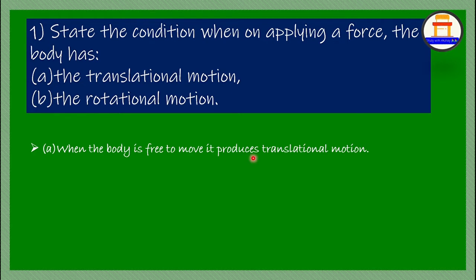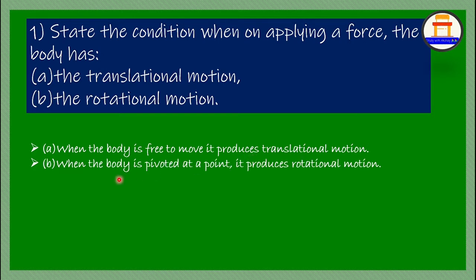Rotational motion, basically pivot. Remember the explanation class: when the body is pivoted at a point, it produces rotational motion. Remember the class where I had explained what is a pivot and where it is pivoted, with the help of a picture and all. If you have not watched that video, go back to the playlist, watch that video, and then come back to this so that the concepts will become more clear.